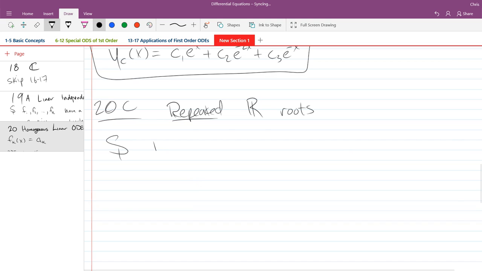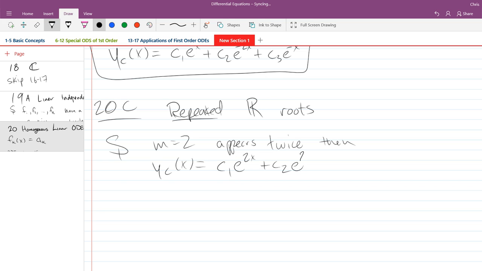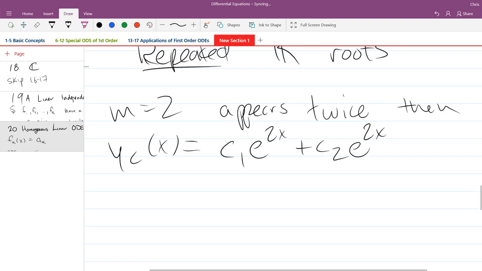So let's suppose m equals 2 appears twice, or we could say it has order 2. Then we would normally get y(x) equals c1 e^x plus c2 x e^x. Now, just looking at this, what algebra could I do? Well said. Factor out the same thing, e to the x, in both of these. So let's go ahead and do that.